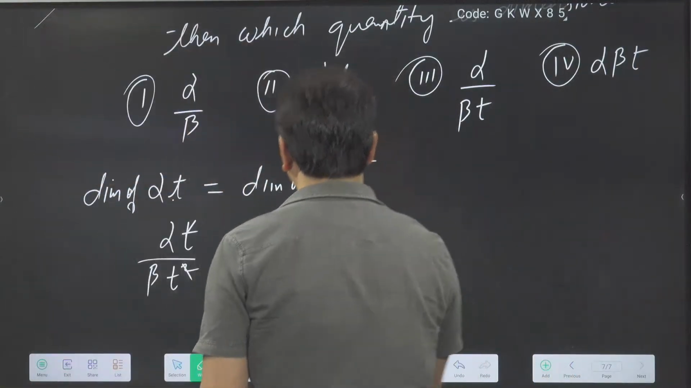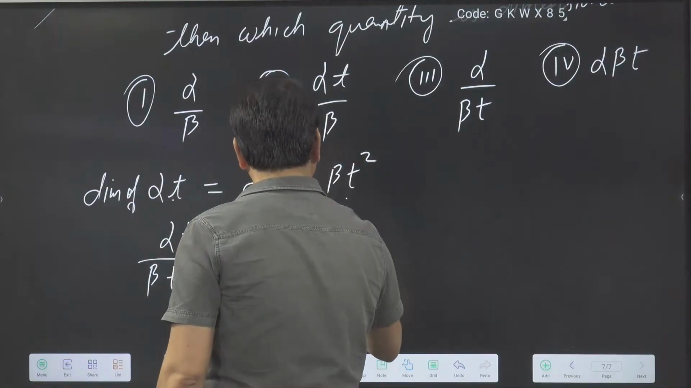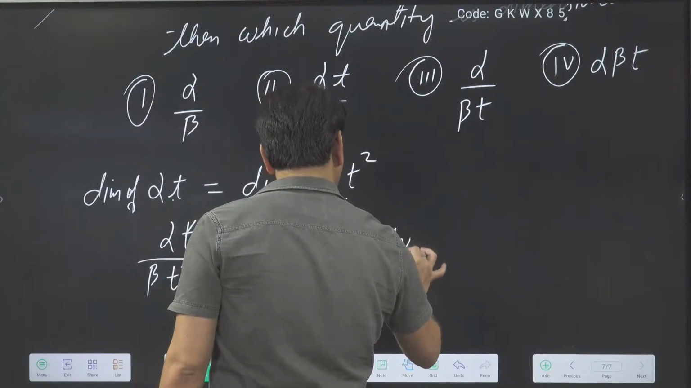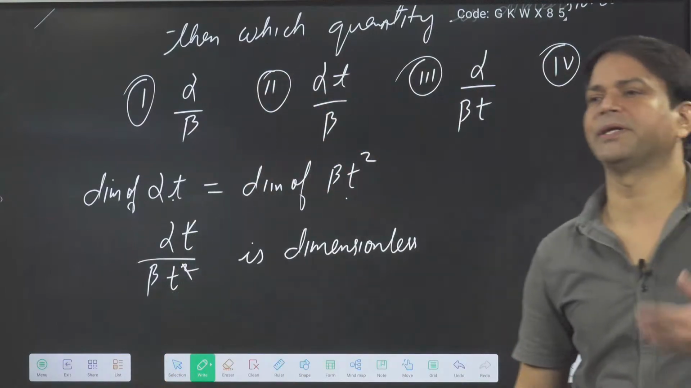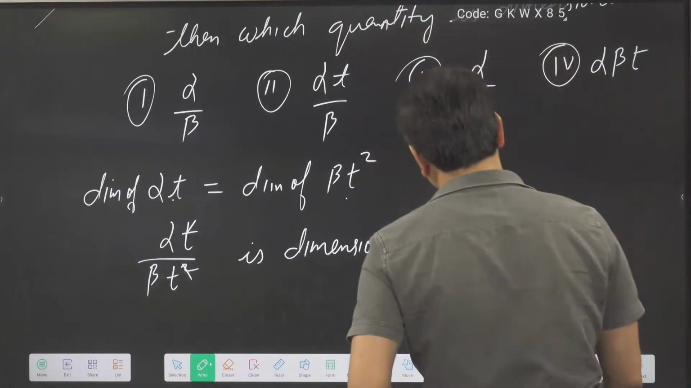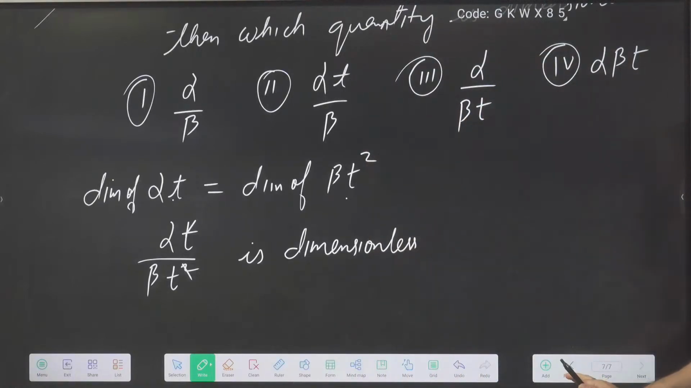Everybody got it or not? If the option is given as beta T by alpha, then also we can say it is dimensionless. So there is no need to find the dimension of alpha and beta. Directly we can say the dimensionless quantity. This is completed.